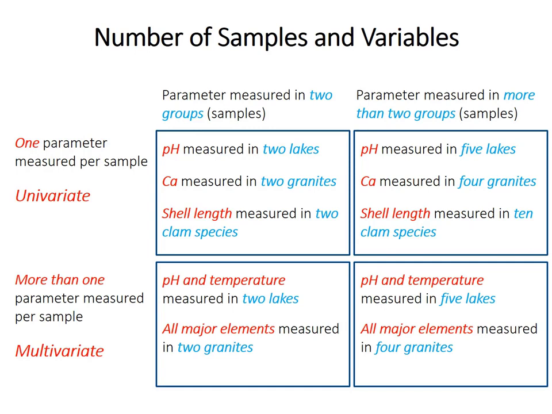So less commonly, you might want to compare more than one measured parameter at the same time. It doesn't matter how many there are as long as there's more than one. This is called multivariate data, meaning multiple variables, multiple things you've measured. Like before, there are different tests if you want to compare just 2 samples or more than 2 samples. An example might be that you want to compare both pH and temperature in 2 lakes, or you want to compare all of the major chemical elements measured in 4 different samples of granite.